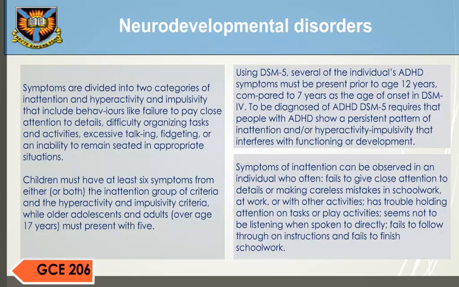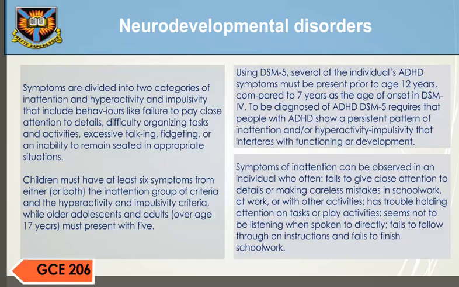Symptoms are divided into 2 categories of inattention and hyperactivity and impulsivity that include behaviors like failure to pay close attention to details, difficulty organizing tasks and activities, excessive talking, fidgeting, or an inability to remain seated in appropriate situations. Children must have at least 6 symptoms from either or both the inattention group of criteria and the hyperactivity and impulsivity criteria, while older adolescents and adults over 17 years must present with 5.